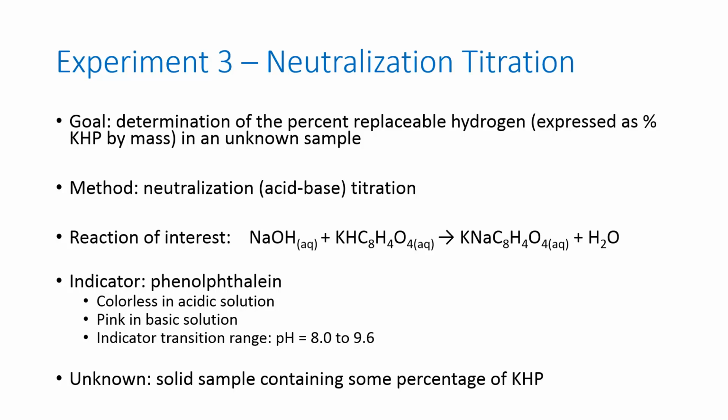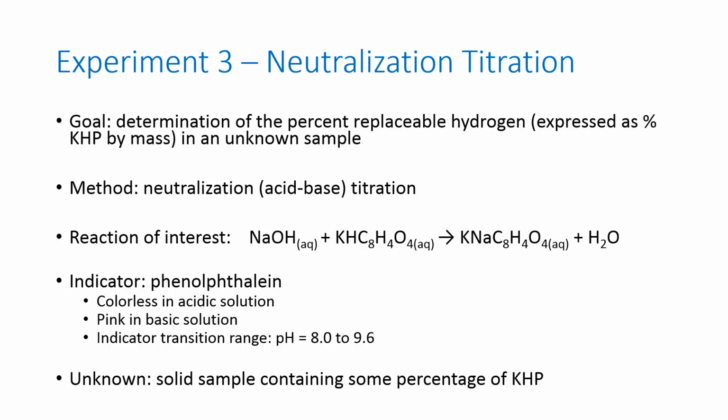The titration that we're going to do is a neutralization or acid-base titration. KHP is a weak acid, sodium hydroxide is a strong base, so this is a weak acid, strong base titration. The reaction of interest you can see there. The important thing to notice is that the stoichiometry is 1 to 1, and we'll come back to why that's so important later, but 1 mole of sodium hydroxide reacts with 1 and only 1 mole of KHP.